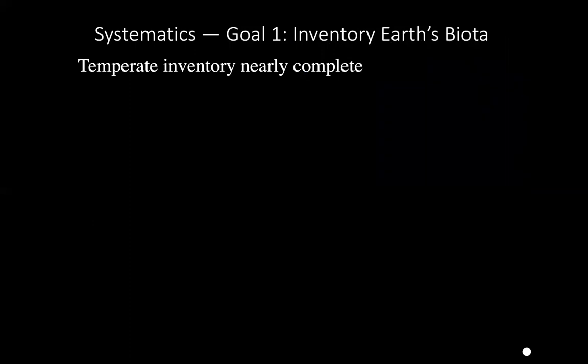Now, where on Earth does this work have to happen? Well, in temperate latitudes, right? Including where we're at in Colorado, the inventory is nearly complete. It's not really the case that you're discovering lots of new species in Colorado in angiosperms regularly. Most of that work happened a long time ago. With new DNA evidence, it can present itself that there's cryptic species or we have to redefine species boundaries.